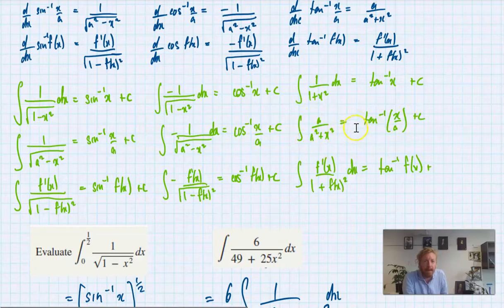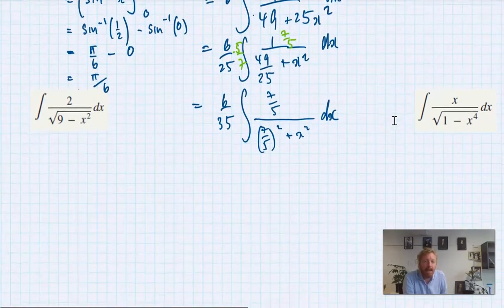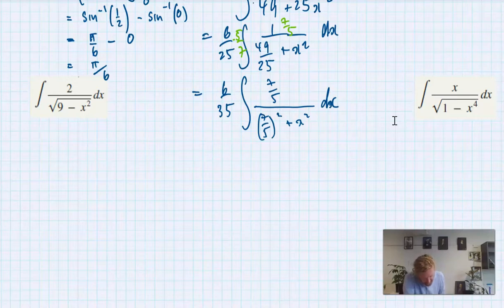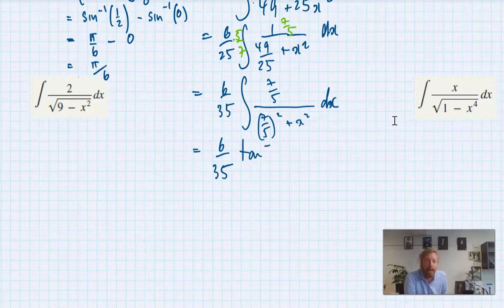That means the integral of that, and I forgot my dx there, apologies, let's chuck that in now. The integral of that is x on a. My a here is 7 on 5. That means my integral will be 6 on 35. If a is 7 on 5, x on a is 5x on 7. And then plus the c.